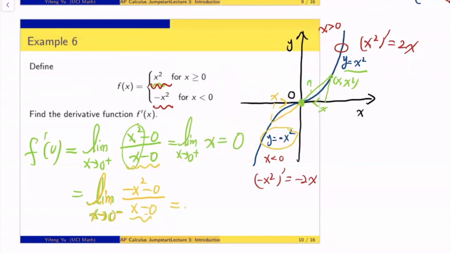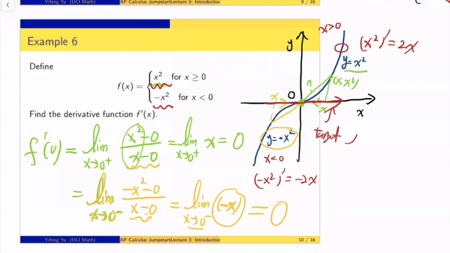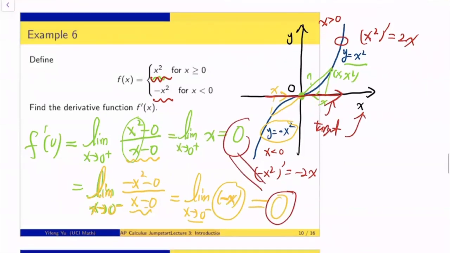So what you get is the limit as x goes to zero minus of minus x. Although this is minus x, when x goes to zero, this is again zero. So there's basically no difference. They approach the same tangent line. For this one, the tangent line is just the x-axis. The slope is zero, they match. So there's no corner.